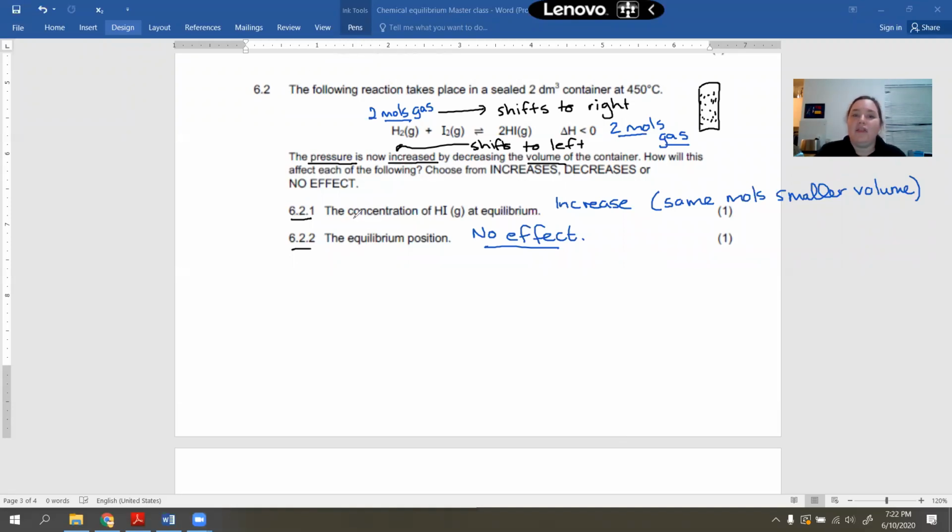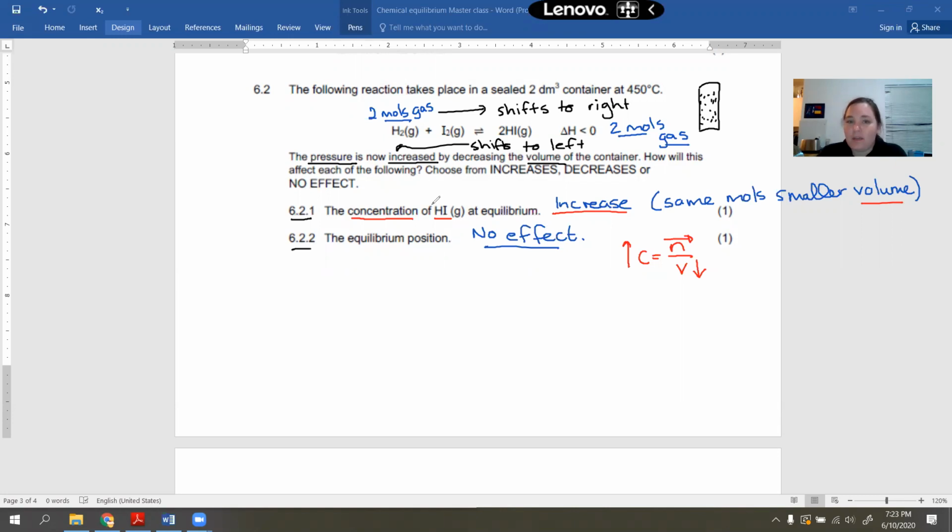However, the concentration of HI will increase because we're in a smaller volume. So concentration is number of moles over volume. And even though the number of moles remained the same because neither the forward nor the reverse reaction were favored, the volume here has decreased, which means that the concentration increases. Having said that, the concentration of hydrogen, iodine and hydrogen iodide, all three of them would have an increase. And your equilibrium position, because we've got an equal number of moles of gas on both sides, there's no effect.